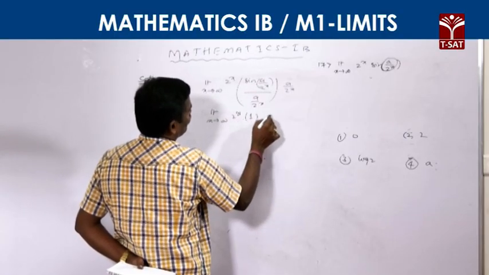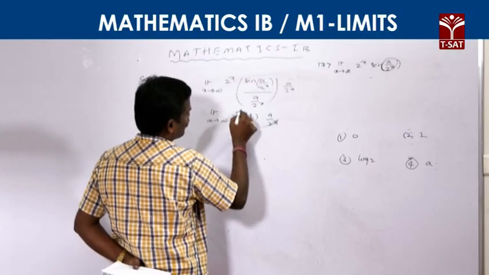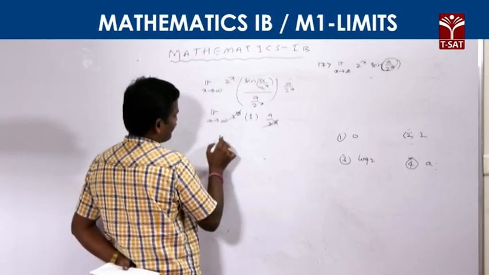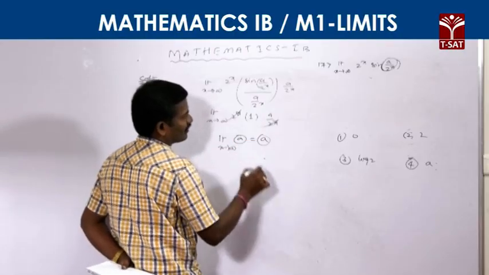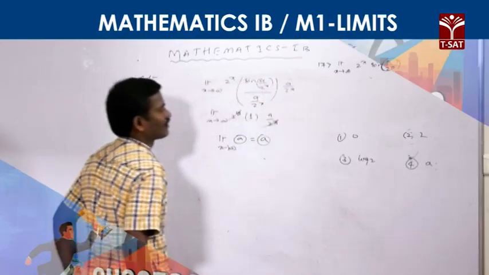So 1 into a by 2 power x. So 2 power x cancels. So the limit as x extends to infinity, a is only a constant, so the answer is a only. The answer is a, fourth option.